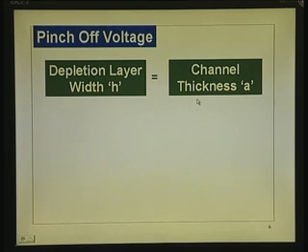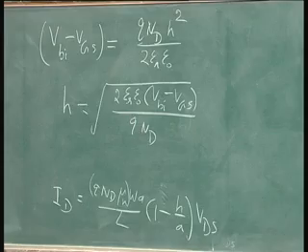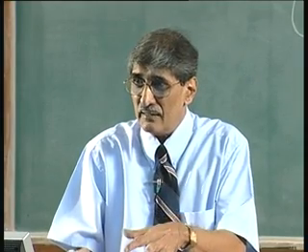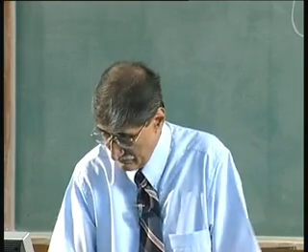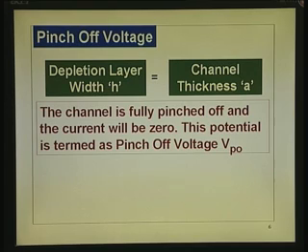Okay. We define the pinch off voltage as the potential drop across the depletion layer required to make H equal to A. The channel is fully pinched off, completely depleted, and the current will be 0. If the depletion layer completely goes over totally, okay, then the current will be 0. This potential is termed as the pinch off voltage V p 0.